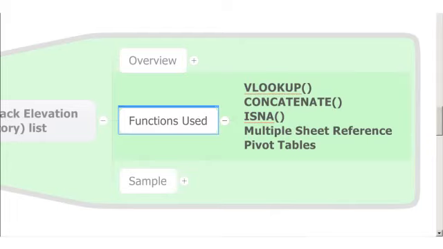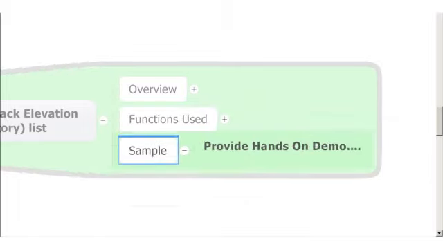We'll also look at multiple sheet references. We're going to be using VLOOKUP to look at sheets in other tabs, as well as pivot tables. We're going to show a view of this from a pivot table point of view. You can show rack elevations just by using pivot tables, but it does not show you side-by-side racks. Okay, so now let's go ahead and look at our hands-on sample.